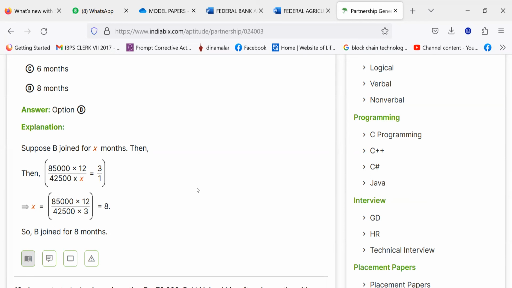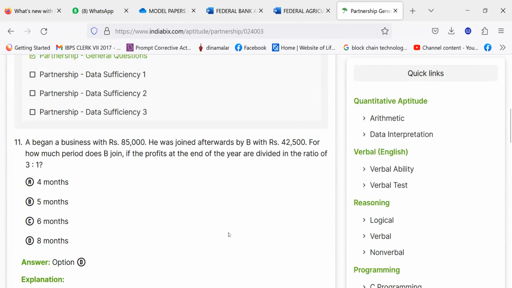Purnima, could you follow this now? Yes, sir. Very good. Arya Pillai ji, can you explain this question in Malayalam? Read it in English, but tell it in Malayalam. Okay, sir. A began a business with rupees 85,000 and B began with 42,500. For how much period does B join if the profits at the end of the year are divided in the ratio 3:1?